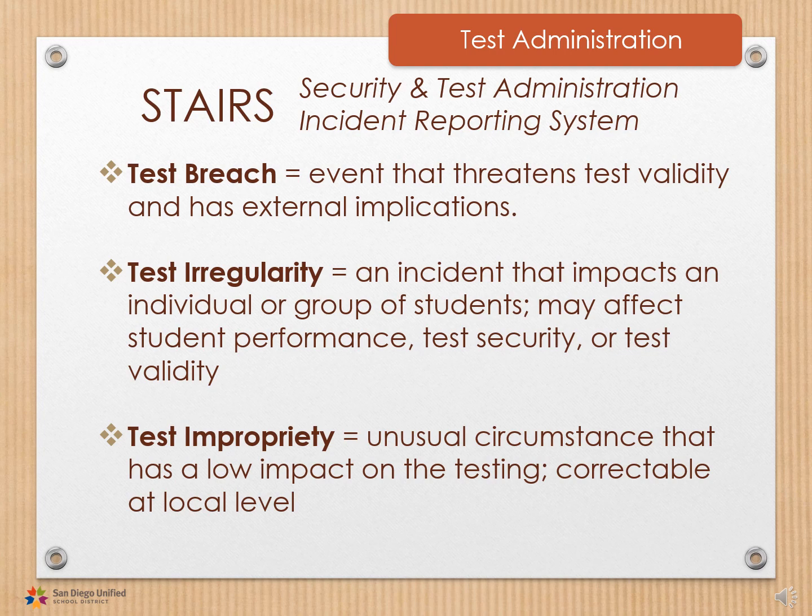There are 3 types of testing incidences listed from most serious to least serious. In the order of severity, they are breach, irregularity, and impropriety. Test breach is an event that threatens test validity and has external implications. Test irregularity is an incident that impacts an individual or group of students and may affect student performance, test security, or test validity. Test impropriety is an unusual circumstance that has a low impact on the testing and is correctable at the local level.